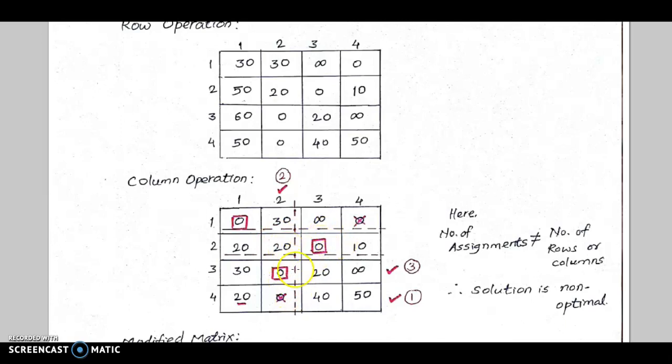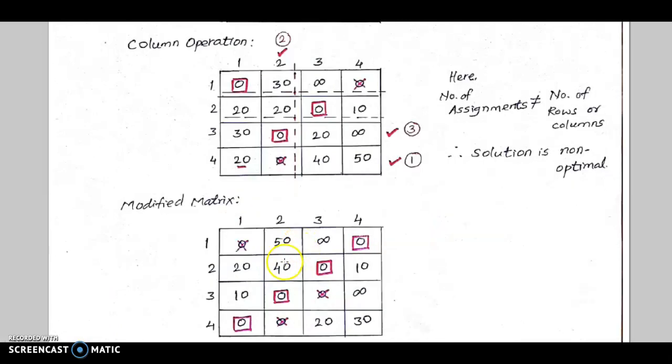Now select the smallest uncovered element. The uncovered elements are 20, 30, 20, infinity, 50, 40. The smallest is 20. So subtract the smallest uncovered element from all the uncovered elements and add this value at the points of intersection. Therefore we get a new matrix as this one.